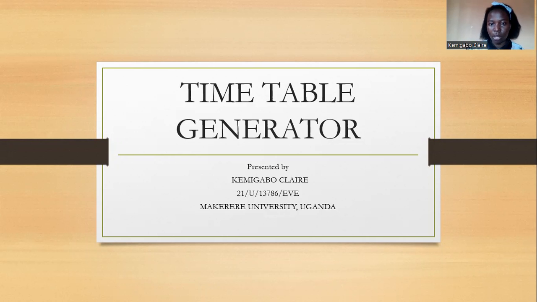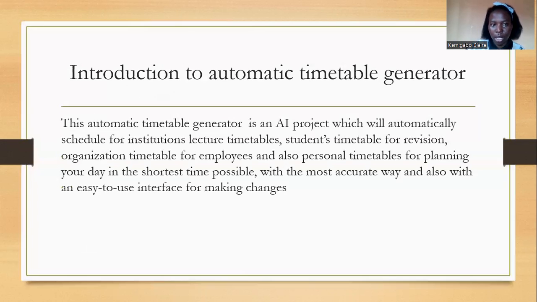I earlier uploaded some notes about the timetable generation, so I'll define it again. The timetable generator is an AI system that automatically generates timetables for us. You put in the requirements that you want and it generates a timetable for you. So I'll take you through what I've managed to do: the introduction to the automatic timetable generator.